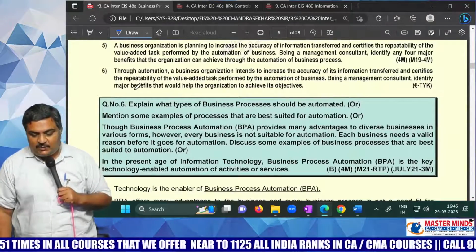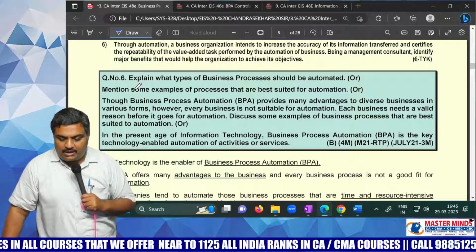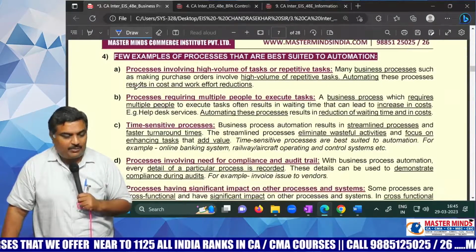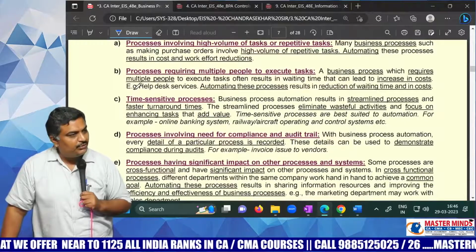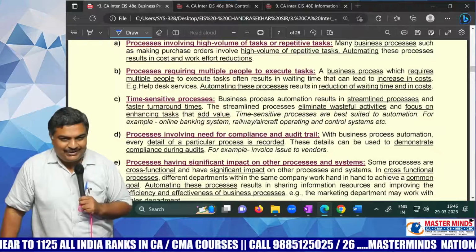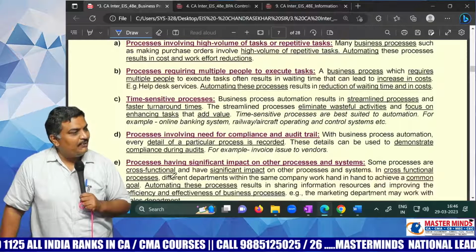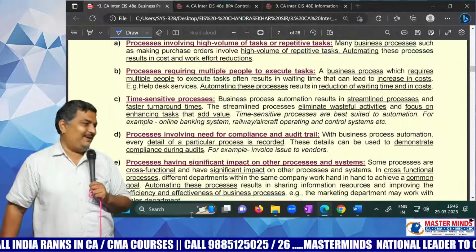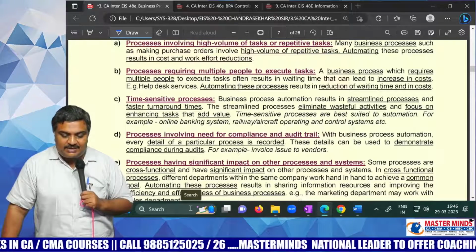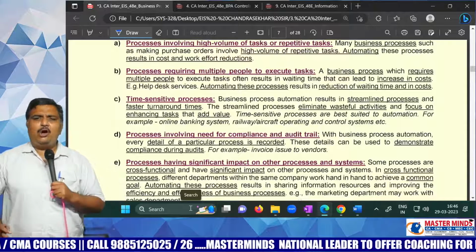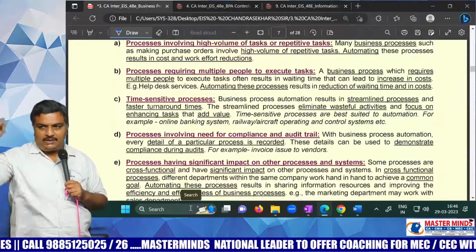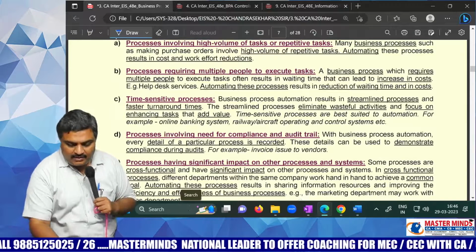Now, business processes should be automated. What types of business processes are automated? This is again a warning to every one of you, because you should not fall in these points. If your job falls in these points, that will be automated. What is the first thing? Processes involving high volume of tasks or repetitive tasks. Long queues, but same work. Why human? Replace it with a machine.